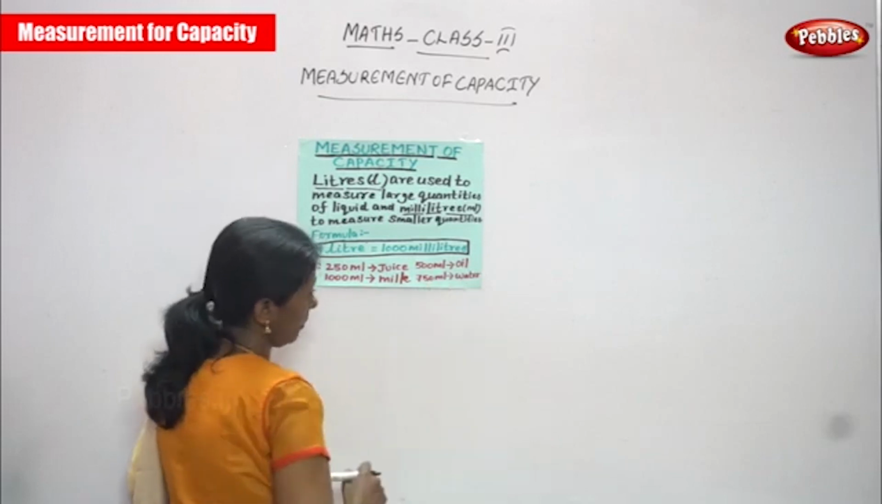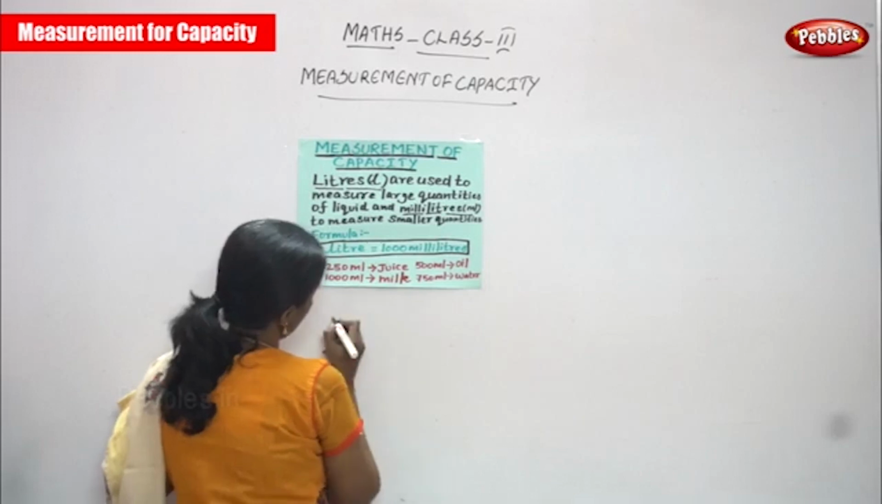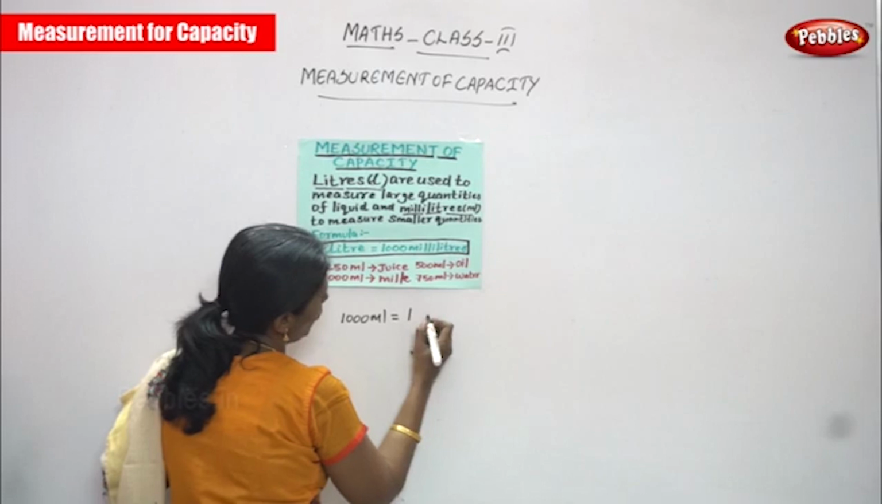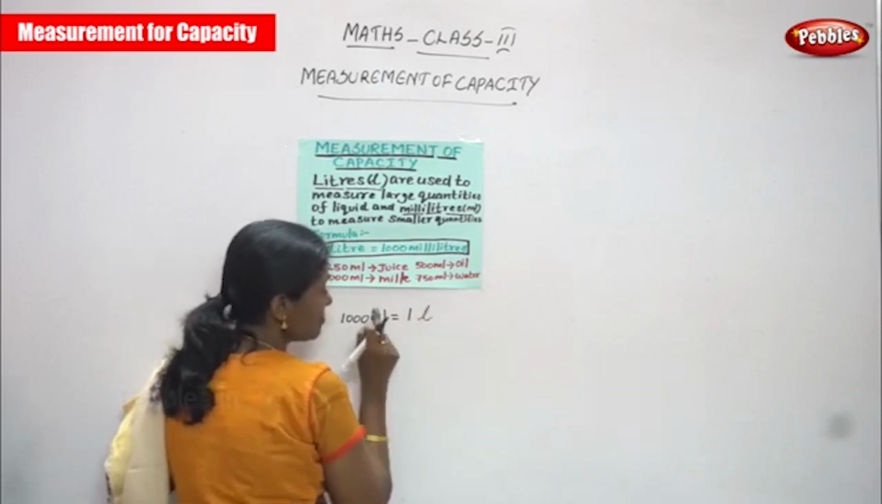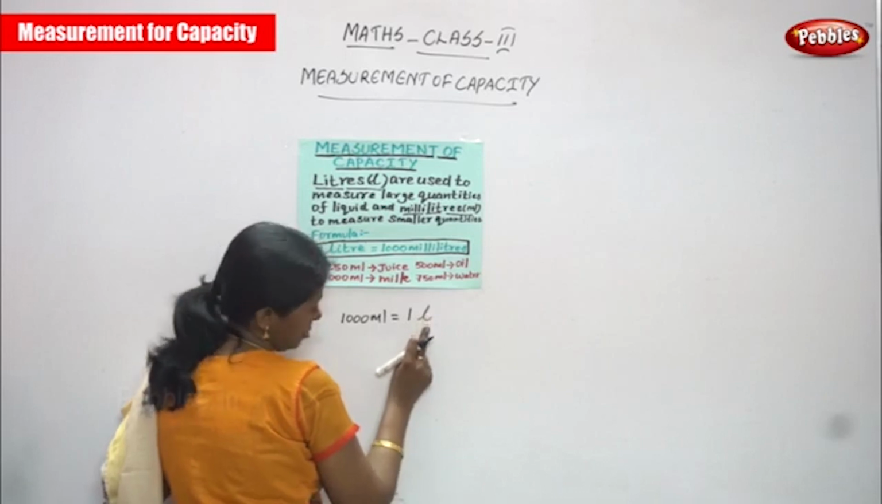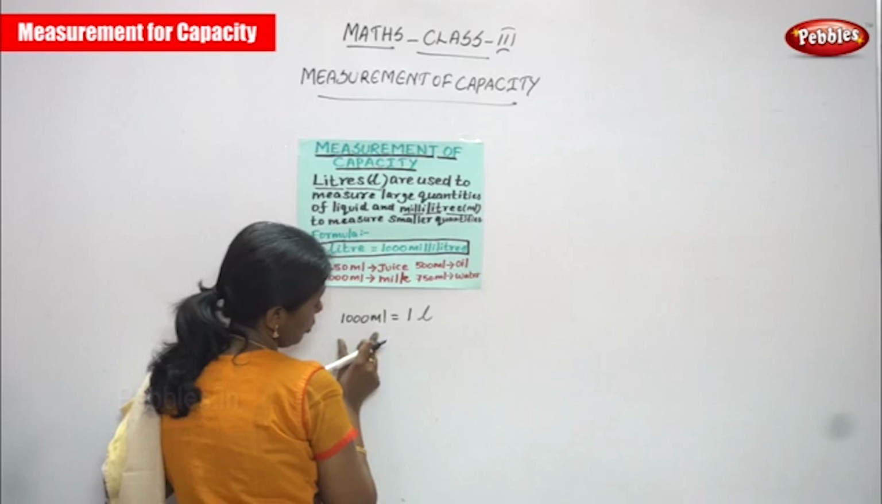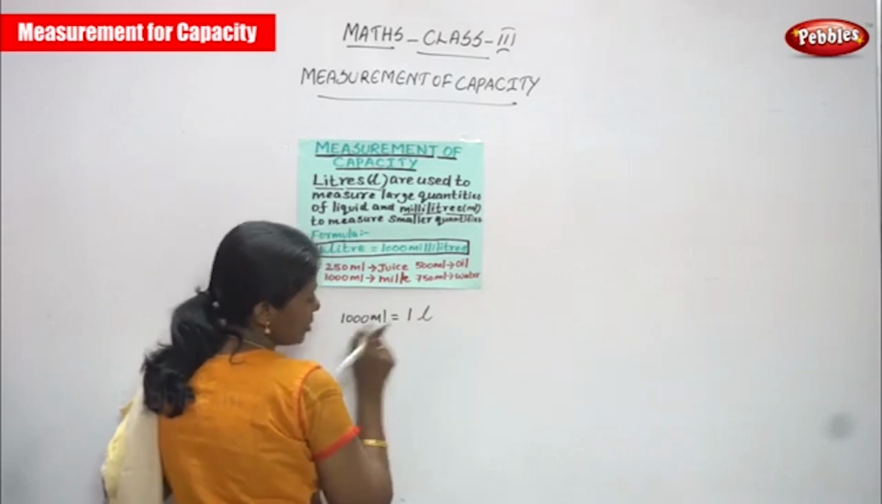Okay, so I just want to tell you, 1000 ml is equal to 1 L. Ml represents milliliter, and L represents liter. Milliliter is used to measure the smaller quantity, and liter is used to measure a larger quantity.